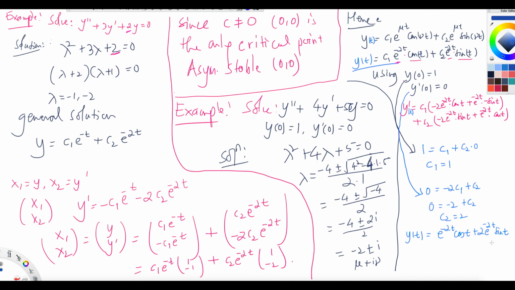Now what do you think? When t tends to infinity, what happens? The exponent will become negative infinity, and e to the negative infinity will be 0. So what you get is cosine, a number between -1 and +1, which is a finite number. Sine is also a finite number for any value of t. So when t tends to infinity, y of t goes to 0.